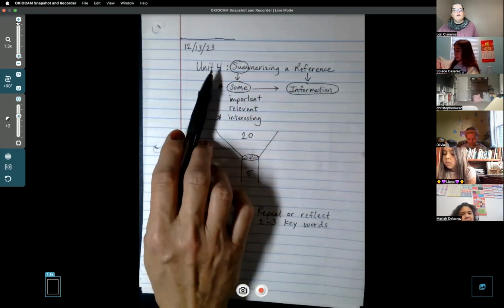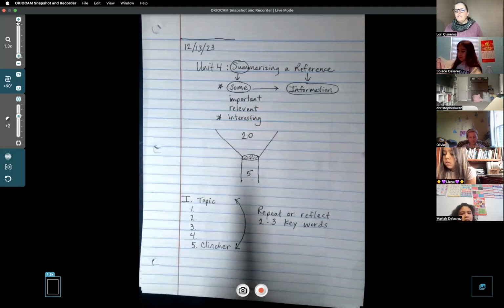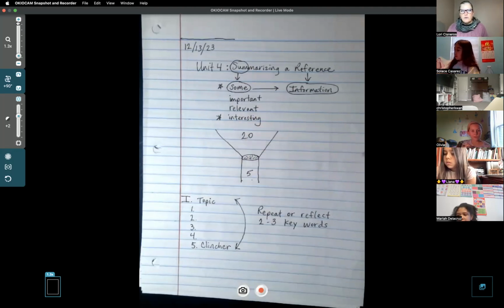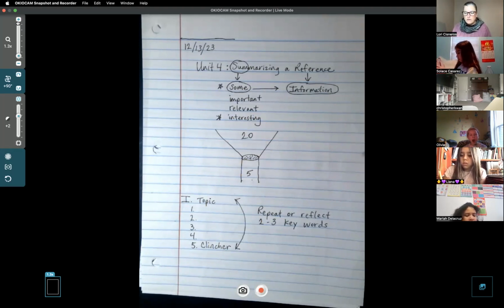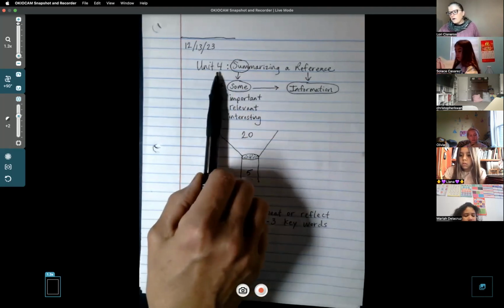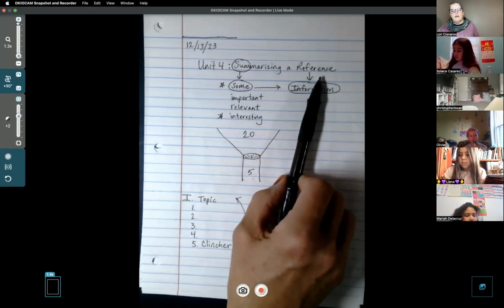We're talking about Unit 4. That's why we moved into a new unit. Because remember back when we did Little Red Hen, that was the story sequence chart. Remember we talked about characters and setting and problem solution and all that stuff. But now we're doing more like academic writing. This is like a report. And so it's Unit 4 and it's called Summarizing a Reference.